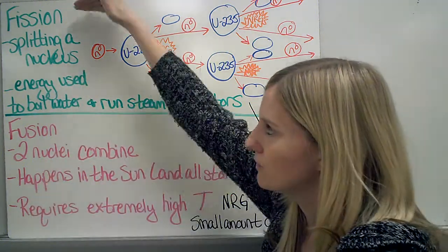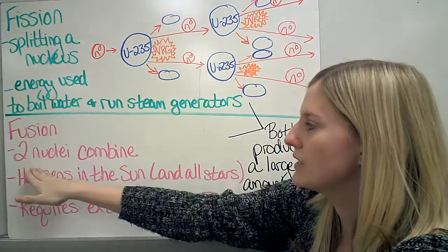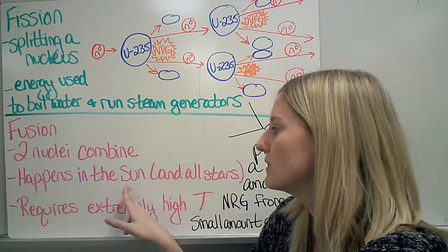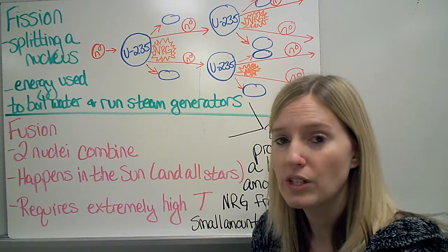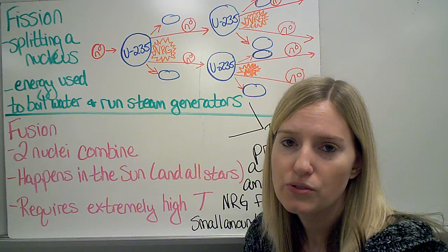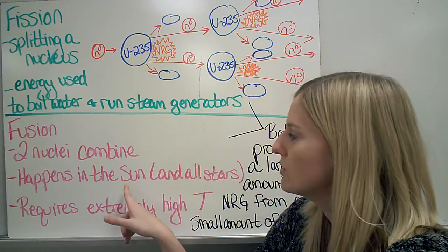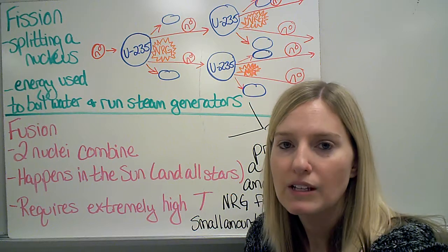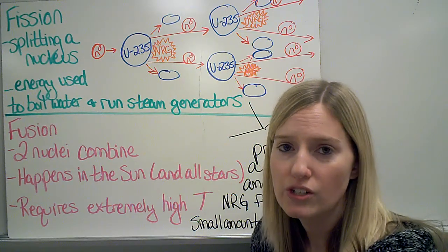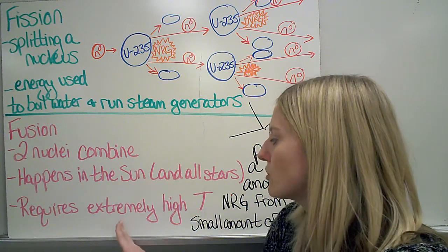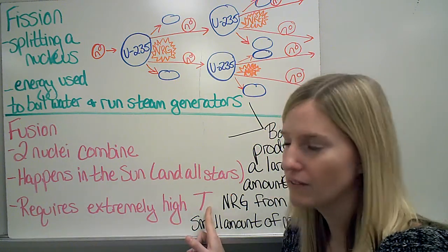Fusion is the opposite of fission. Instead of splitting a nucleus, we're going to take two nuclei and combine them. This is what happens in the sun. And as we know, the sun is producing a lot of energy. So a lot of energy is also released by fusion. This is what happens in our sun, but also in all of our stars. That's what makes them release so much energy in the form of light and heat. This requires extremely high temperatures, however.